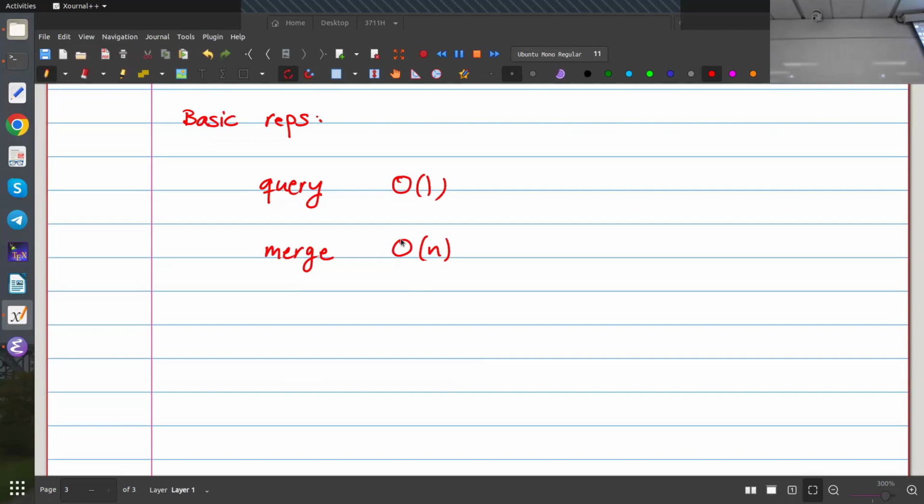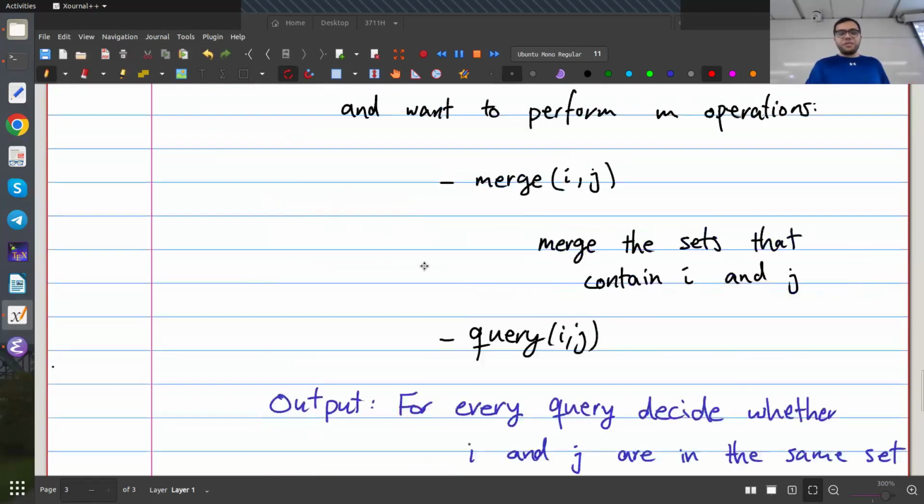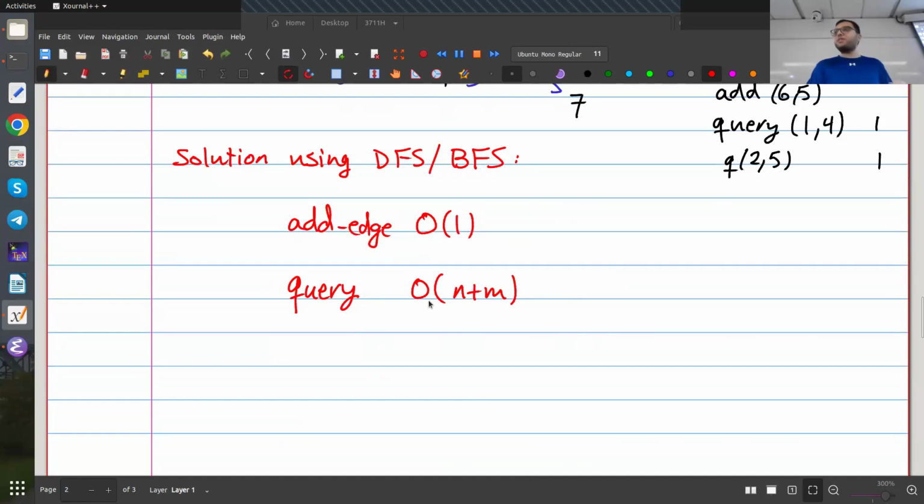I want something in the middle, right? I would like to spend just a tiny amount of time on querying and also a tiny amount of time on merging. Because I don't have any control over my input, I don't know what operations my input is asking me to do. In this case, I might have a lot of merges, and that would be bad for me. In this case, I could have a lot of queries, and that would be bad for me.